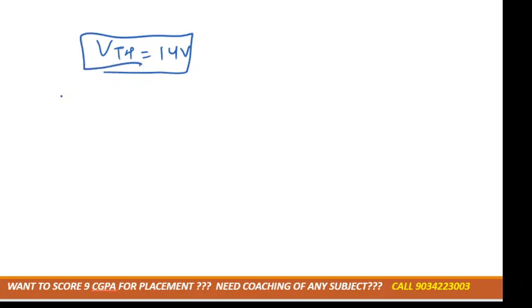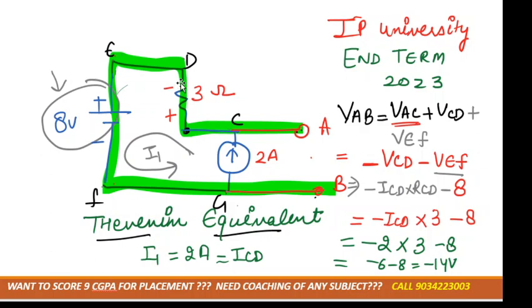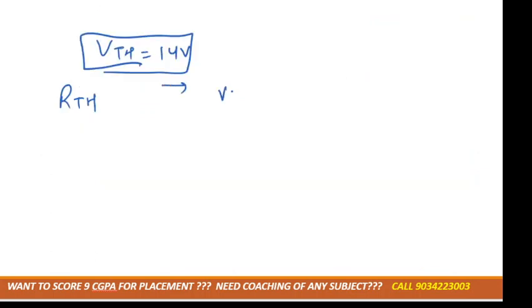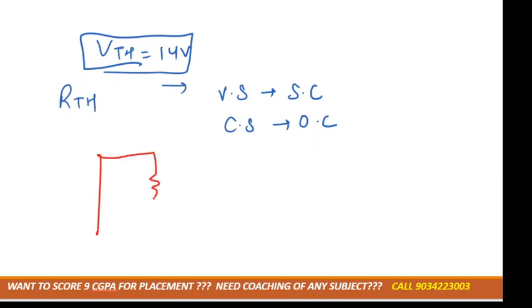Okay. Next, we need to calculate the resistance. As you can see, there is only one resistance. For calculation of resistance, the voltage source must be short circuited and the current source must be open circuited. Correct? So voltage source short circuit, then resistance, current source open circuited. Again, A to B, there is only one resistance, so we can directly write down the value. RTH is how much? 3 ohm.